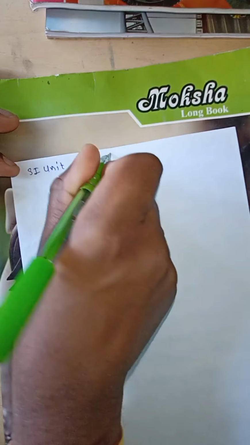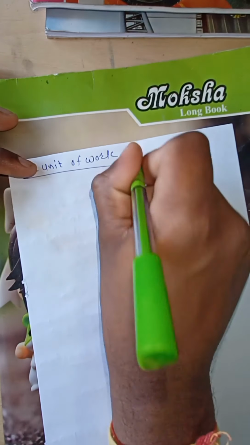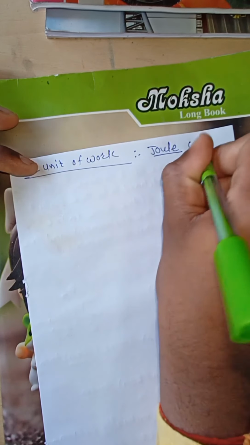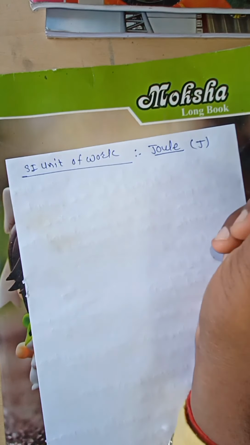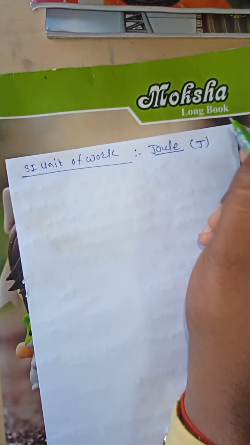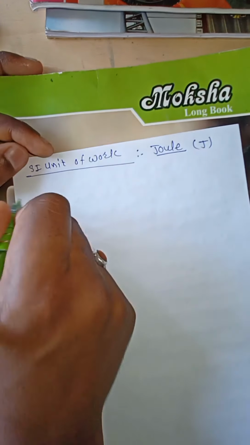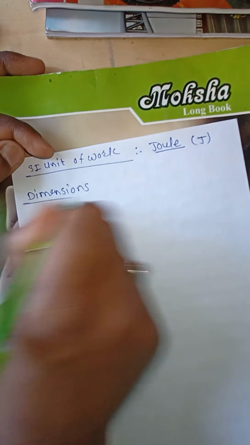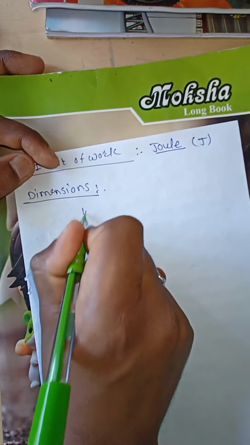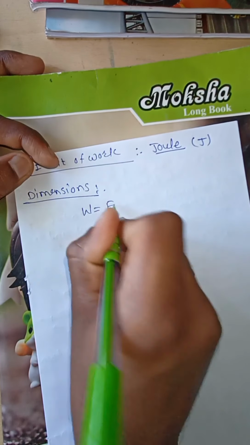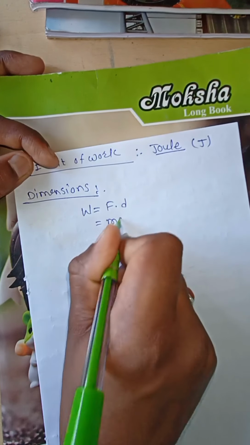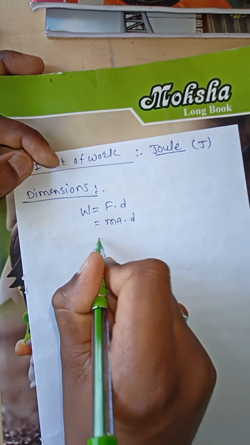SI unit of work. What is the SI unit of work? SI unit of work is joule and it is denoted by J. SI unit of work is joule. Now dimensions of work. Do you know that work is nothing but force into displacement? Then you know that force is nothing but mass into acceleration.